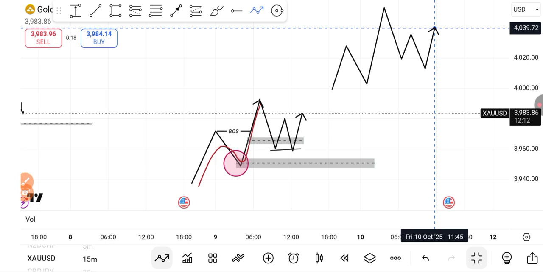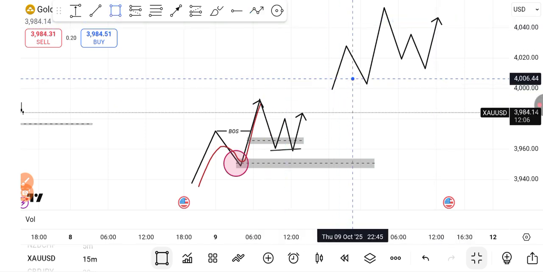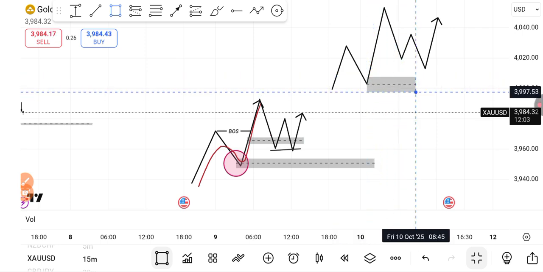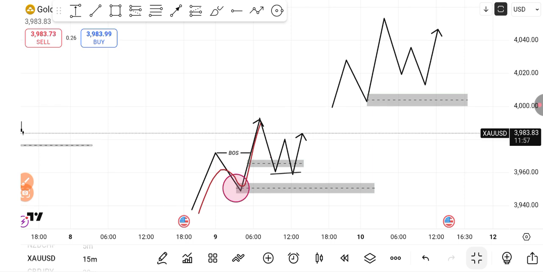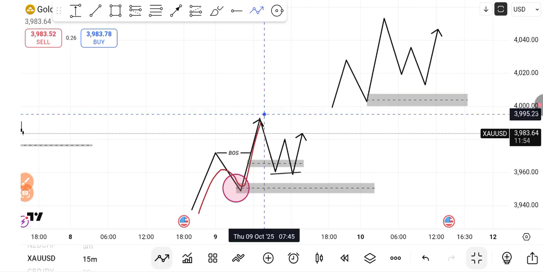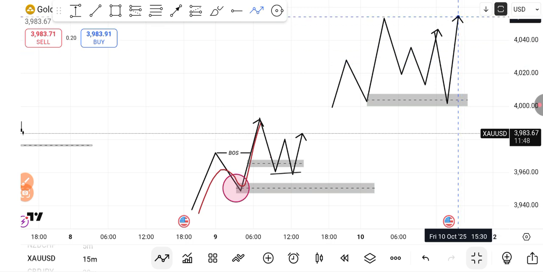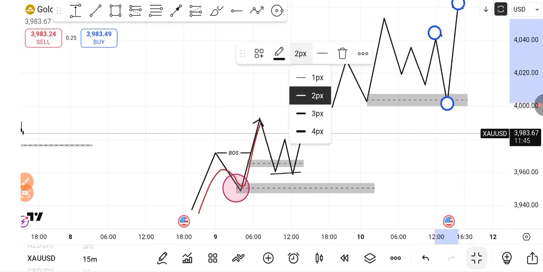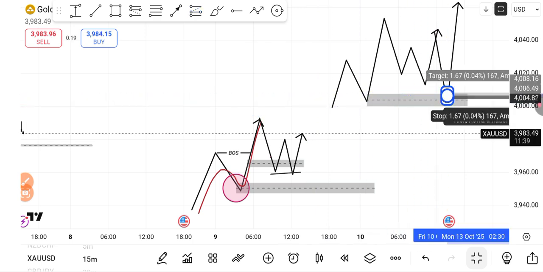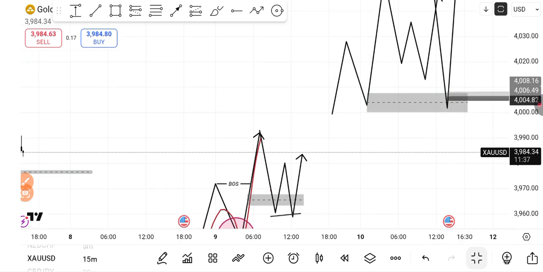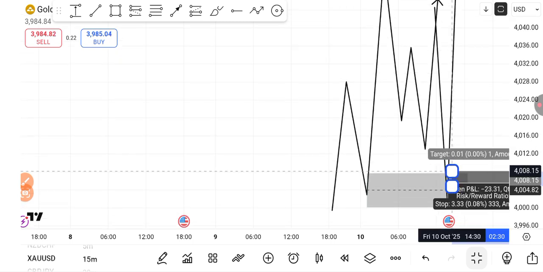Market comes back, doesn't mitigate my origin. Assuming my origin is here, I usually place a pending order on my origin. As you can see here, it hadn't tapped my origin, so I patiently wait for market to come back and tap into my origin. Then I enter my position because I will have placed a pending order here. For example, here, since it's a buy, I will have placed a buy position.